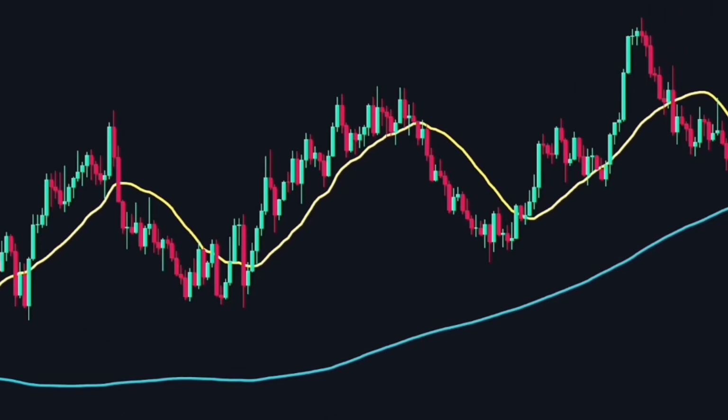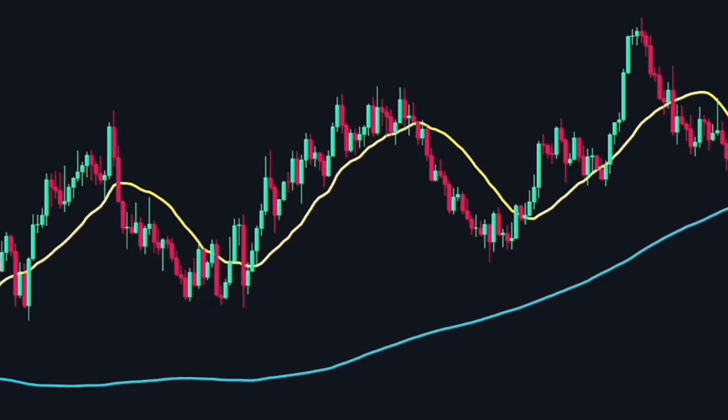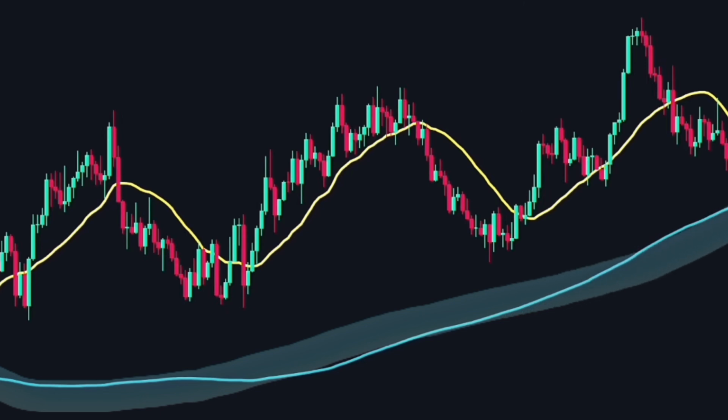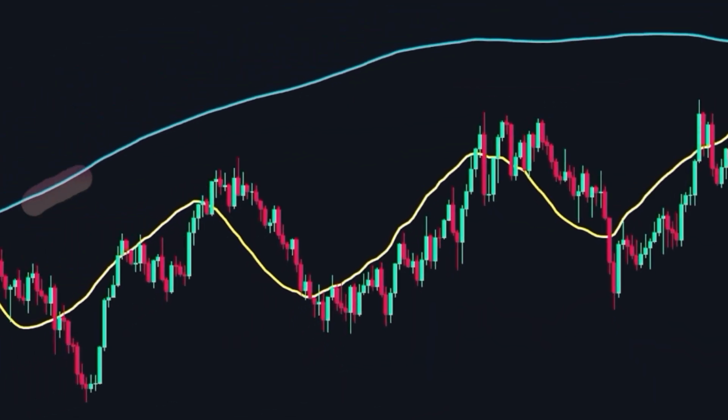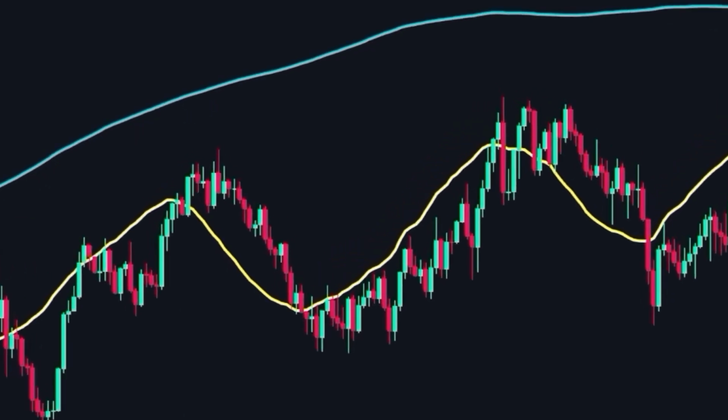However, if we add back the 200 MA, we can see the long-term trend, which helps us filter out risky trades. For example, if the price is above the 200 MA, we should prioritize buy trades even if short-term moves suggest otherwise. If the price is below the 200 moving average, we should look for selling opportunities.